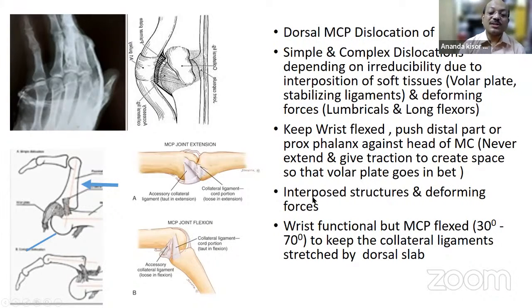Now, in which position should it be mobilized? It should be functional, and the metacarpophalangeal joint should be flexed 30 to 70 degrees. As you can see here, if the MCP joint is extended, the collateral ligaments are relaxed, whereas if it is flexed, they become stretched. If it becomes stiff in its longest length, that will lead to less stiffness once it starts mobilization. So it should be immobilized in at least 30 to 70 degrees flexion.